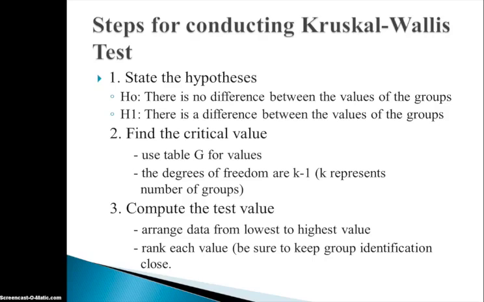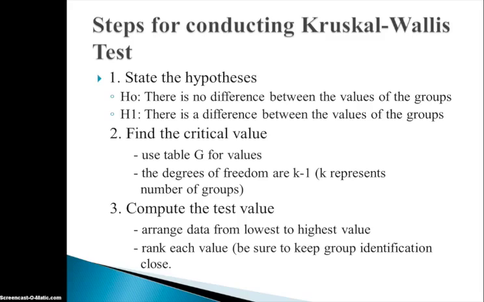Our null hypothesis is there is no difference between the values of the groups. Our alternate hypothesis is there is a difference between the values of the groups. Our second step is to find the critical values. In doing this, we use table G for our values. The degrees of freedom are k minus 1, where k represents the number of groups.